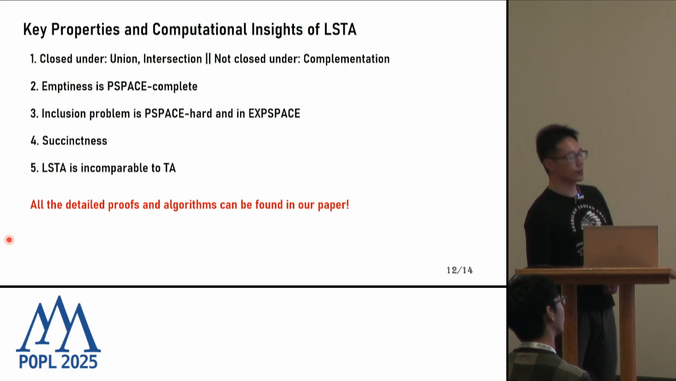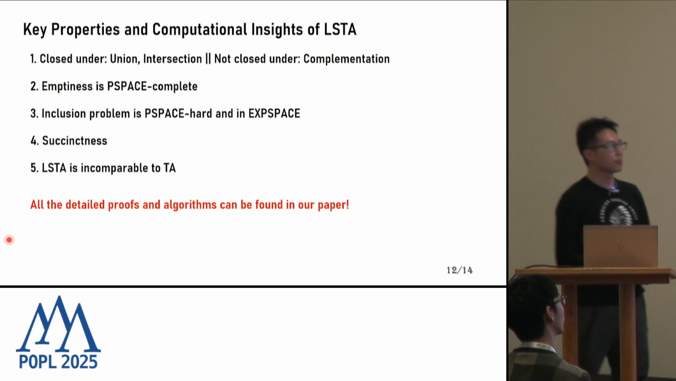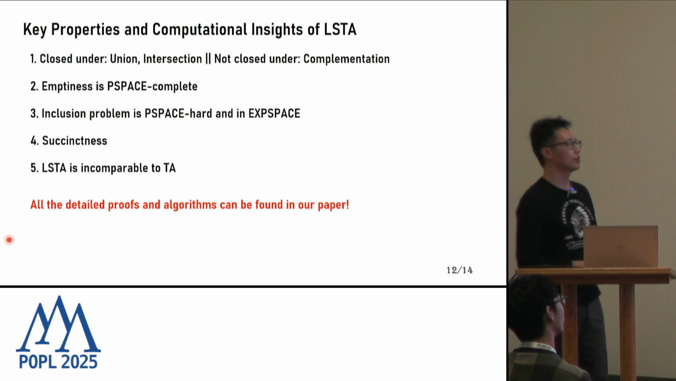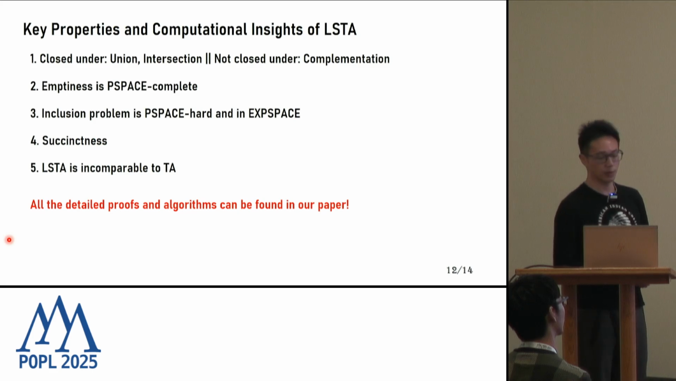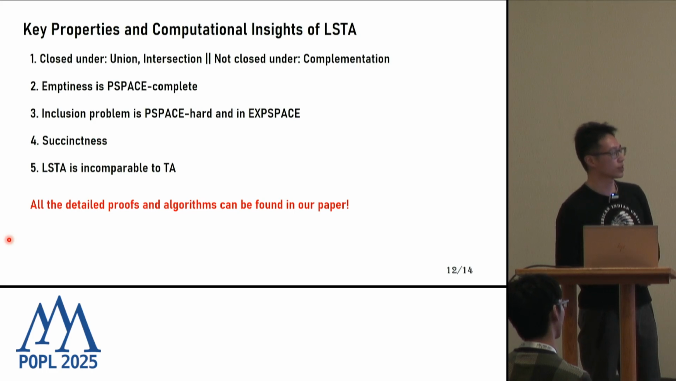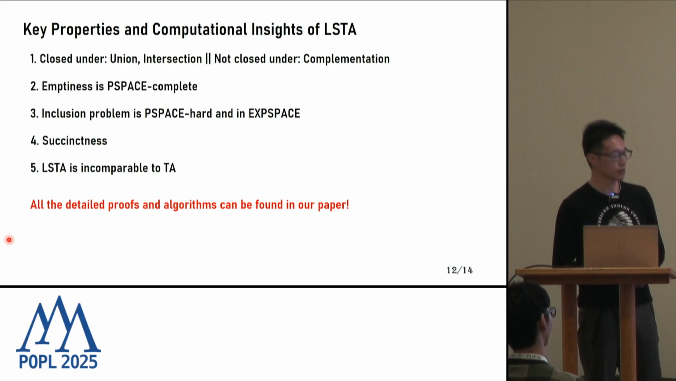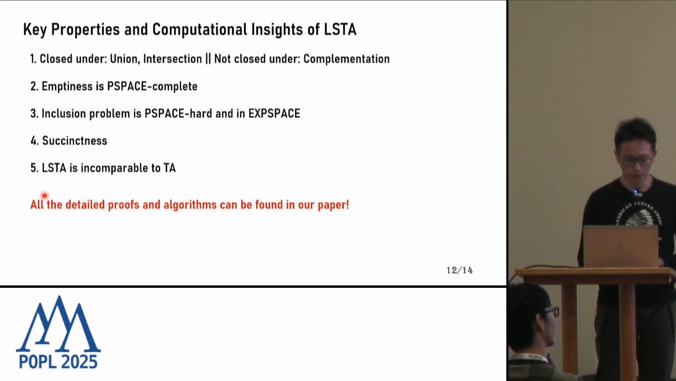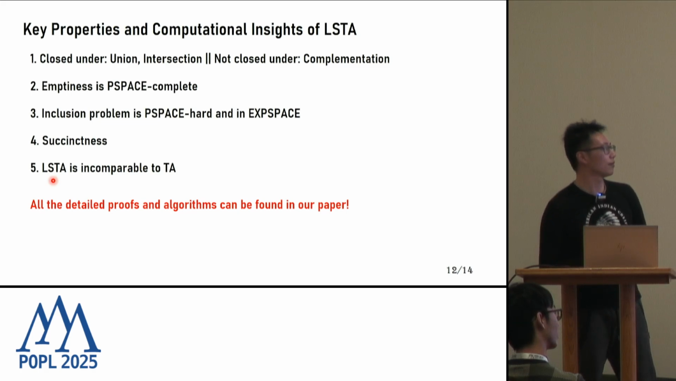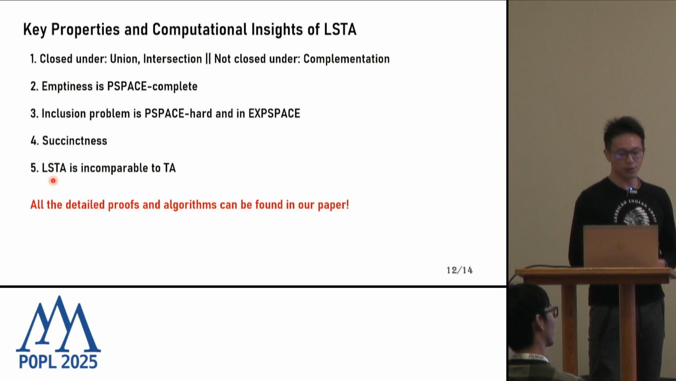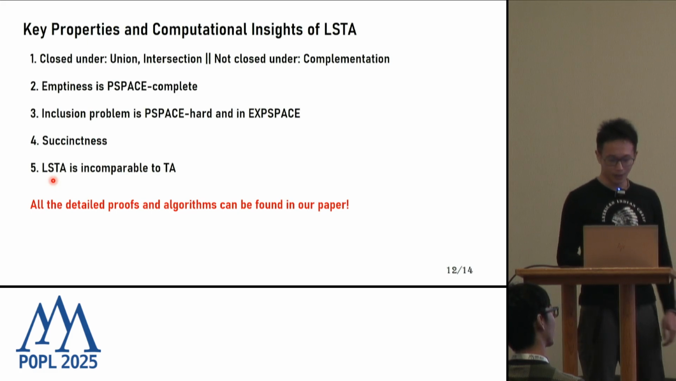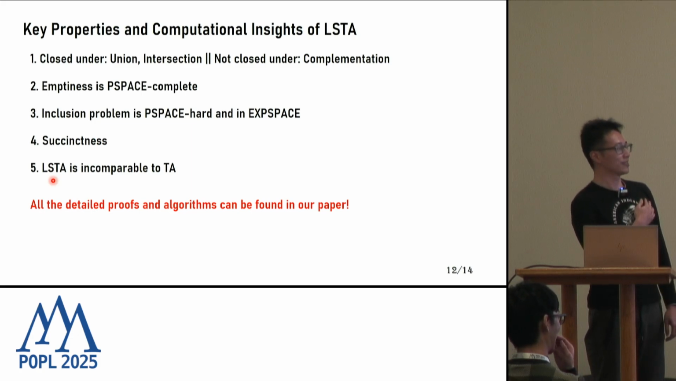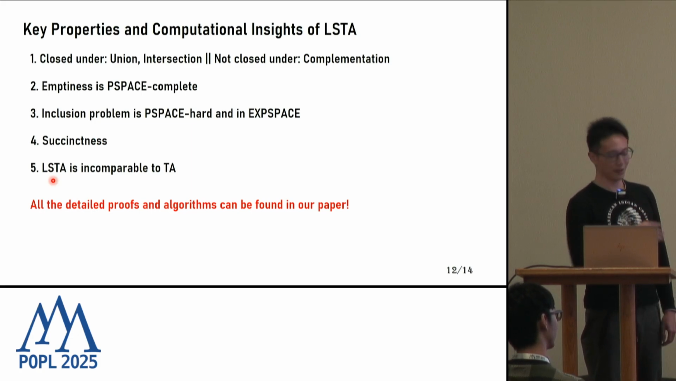For the succinctness, there exists some set of trees such that you can express it in linear size of LSTA, but you must use exponential size in tree automata. And finally, maybe the most important one, the expressiveness of LSTA is actually incomparable to TA. You can find all the detailed proofs and the algorithm in our paper.